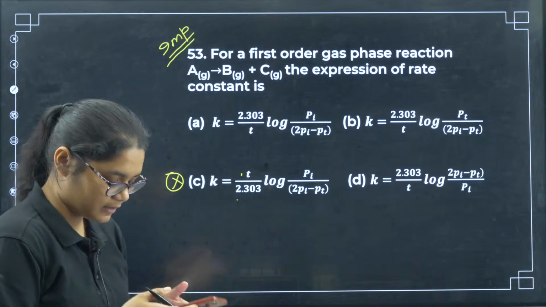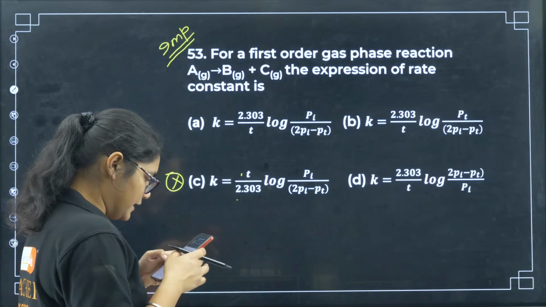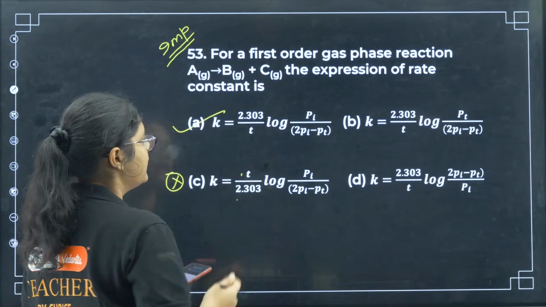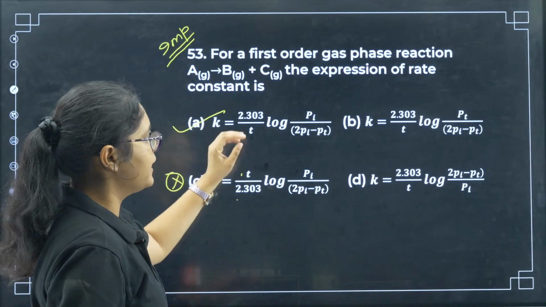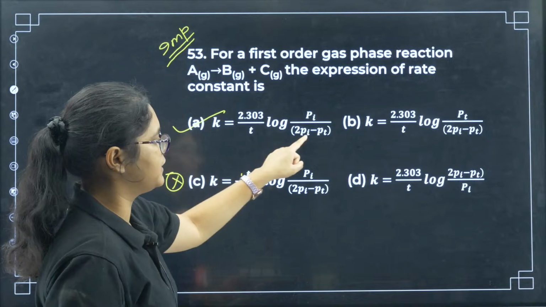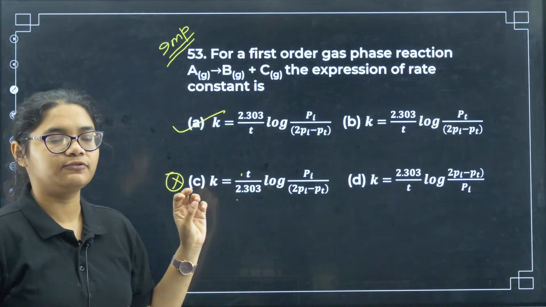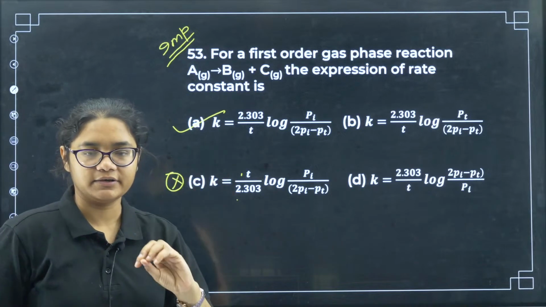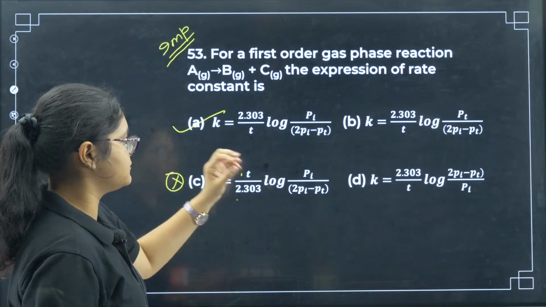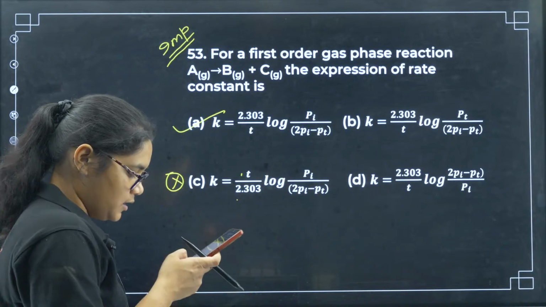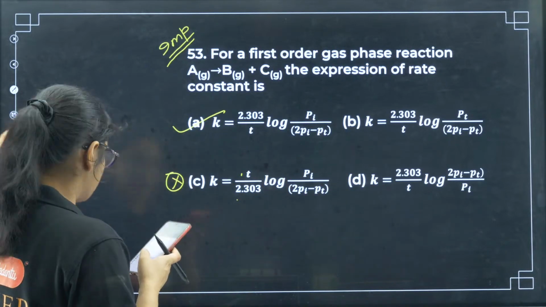If you remember the formula, you should know it is actually 2.303 by K log of Pi by 2 Pi minus P total. Its derivation is there. If you just see the derivation, the formula comes out to be Pi by 2 Pi minus Pt. Yes, A is the correct answer.